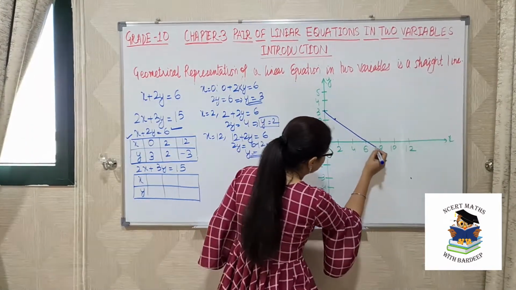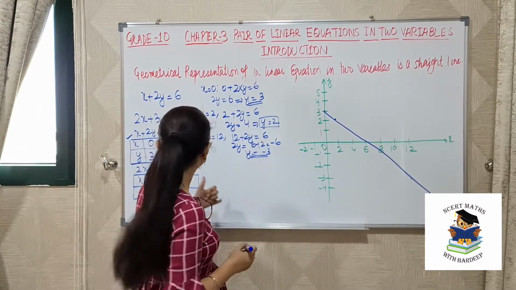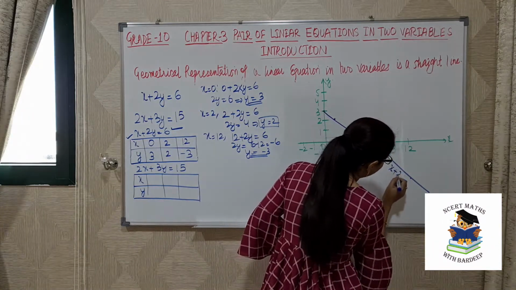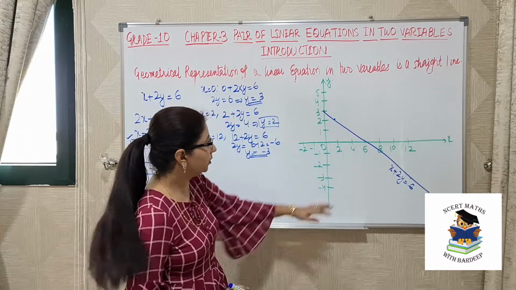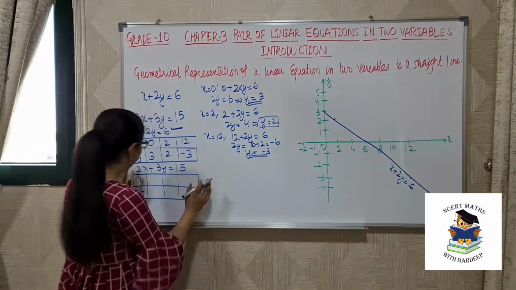I may not get an exactly straight line, so this will be the straight line for this equation. We can write the equation here. Always make sure that you write it in the same position. Okay, so this is our straight line for this equation. Now let's make a table for this.